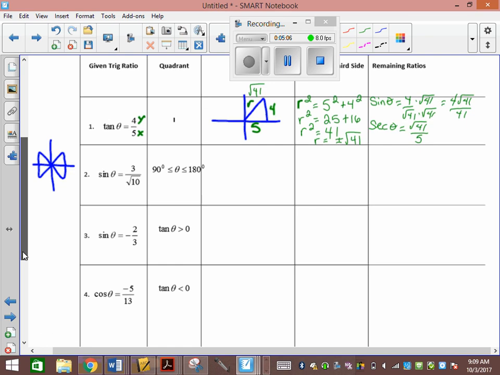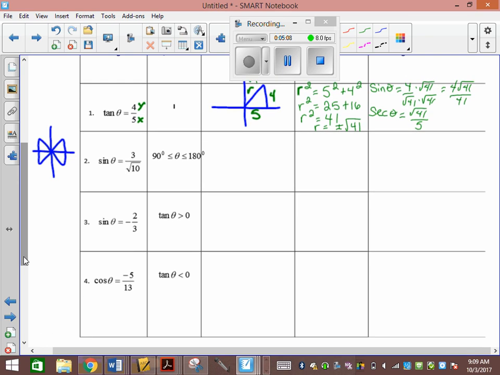All right. So then it gets a little bit harder for the drawing part, not for anything else. Everything else is the same, but now it gets a little bit harder for the drawing. Not substantially, but a little bit. So we have sine theta equals 3 over root 10. It's between 90 and 180. So what quadrant is that? 2. So we go and draw ourselves.